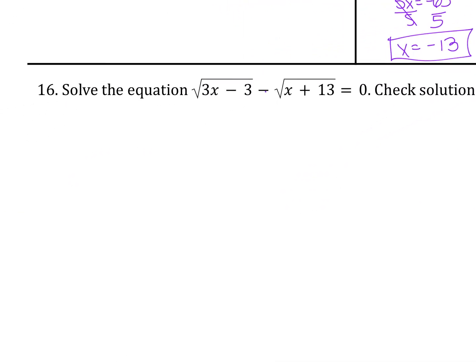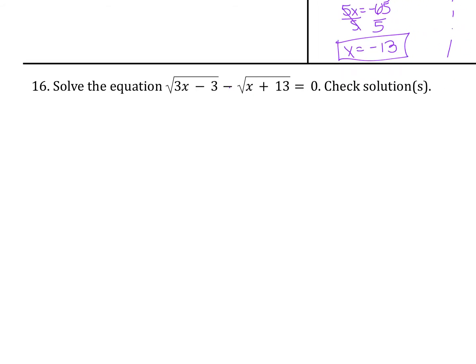This last question here, solve the equation. We have 3x - 3 - the square root of x + 13 equals 0. Now there's something we can do to make it a lot faster for ourselves. Notice there's nothing on the other side, so what we could do is just add the square root of x + 13 to both sides. Then if we have a radical on both sides, we can just cancel it out.